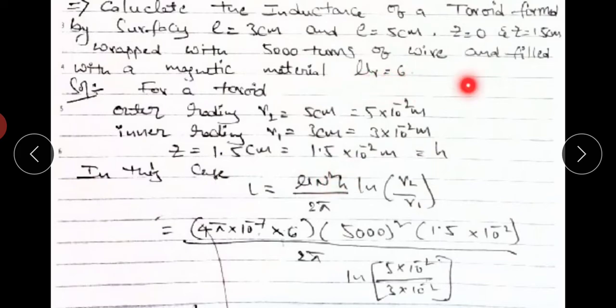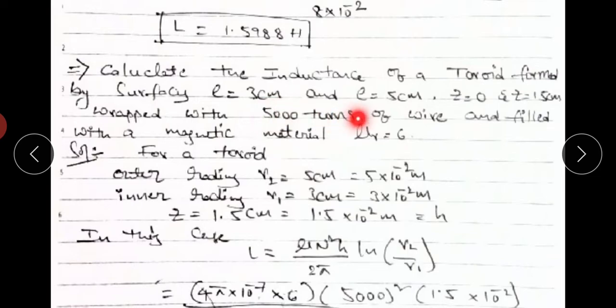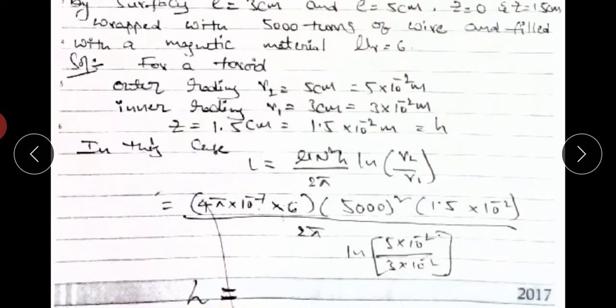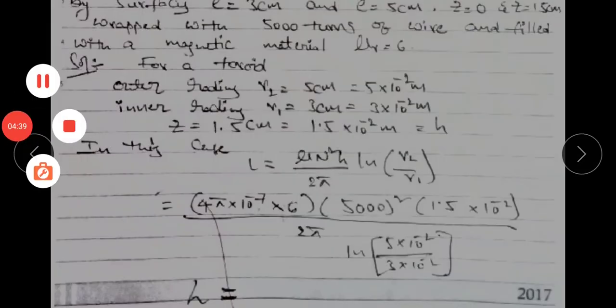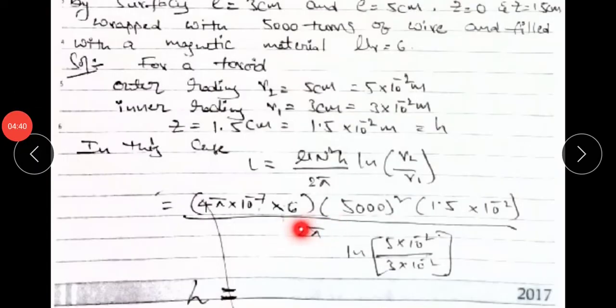The n value given is number of turns, 5000 square, and h equals the height of the toroid, 1.5 into 10 to the power of minus 2, divided by 2 pi into ln of 5 into 10 to the power of minus 2 divided by 3 into 10 to the power of minus 2. So we find the inductance value. Okay, this is the formula. By substituting all values, we find the inductance of the toroid.